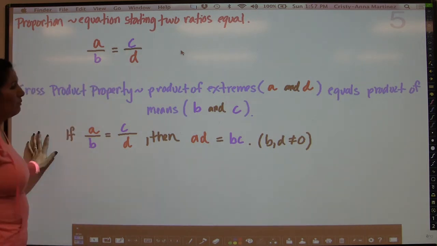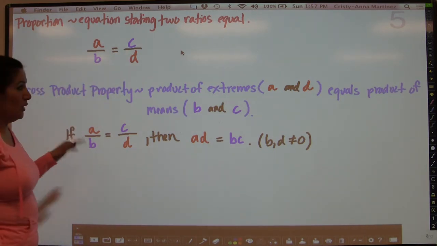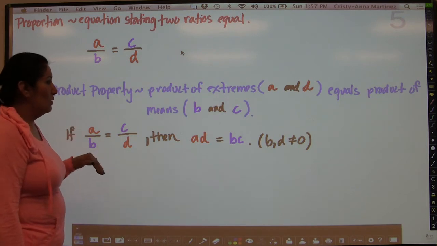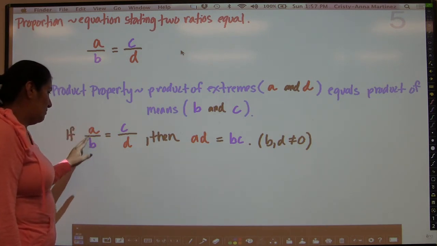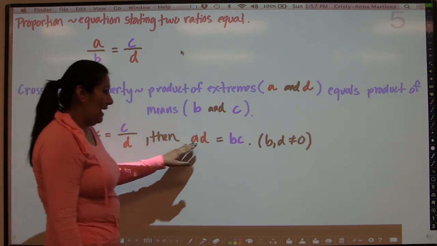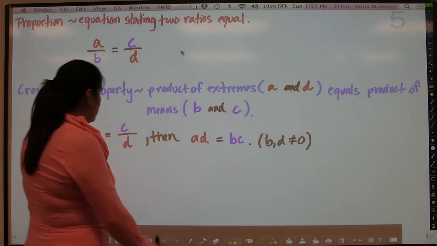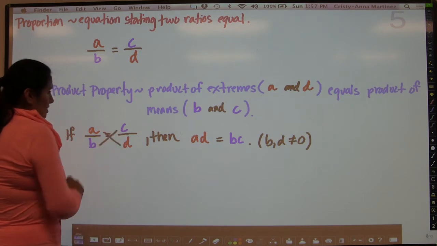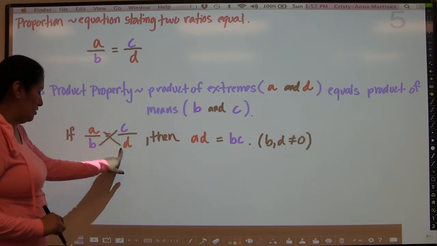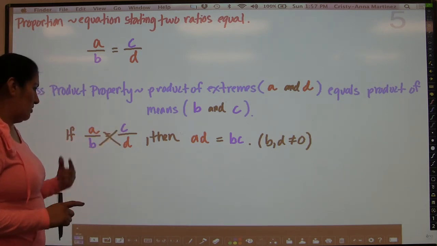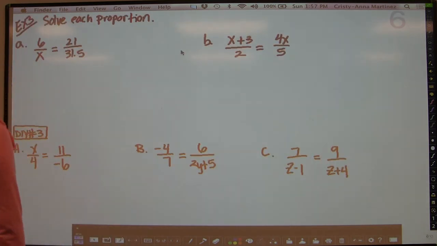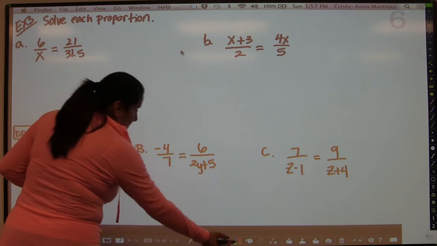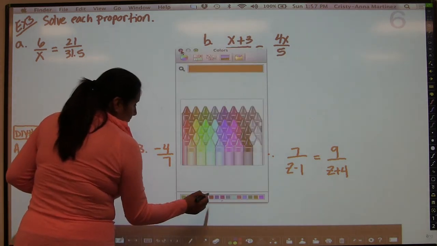So the cross product property tells us that the product of the extremes, which is A and D, equals the product of the means, which is B and C. So basically if you have A to B equals C to D, then A times D equals B times C. Or in other words, you take the cross product. That's what we call the cross product, because you have this little cross going on here, and of course you're multiplying A times D. So we're going to use that here to solve these proportions in example 3.